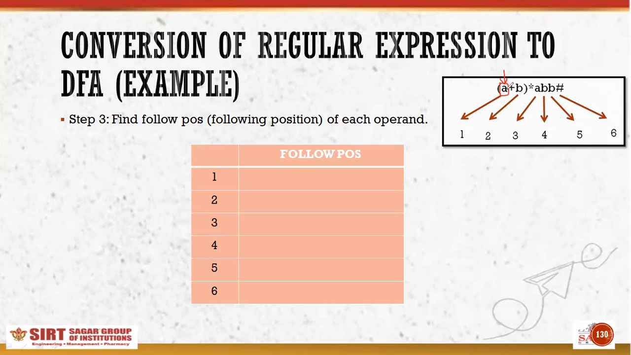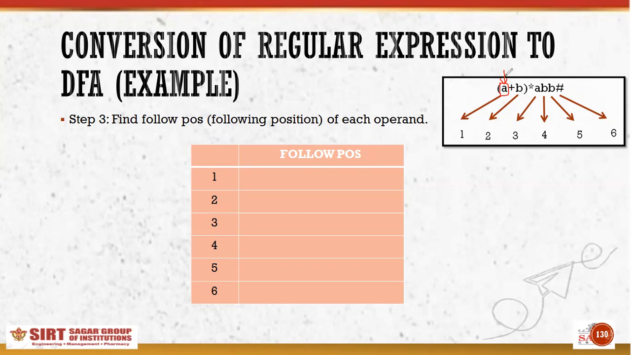That means a single A can also come, and 2A can also come, 3A, 4A, consecutively A can also come. So it means that after this A can be repeated. So that means in the following position we can place 1 over here in the following position of 1.